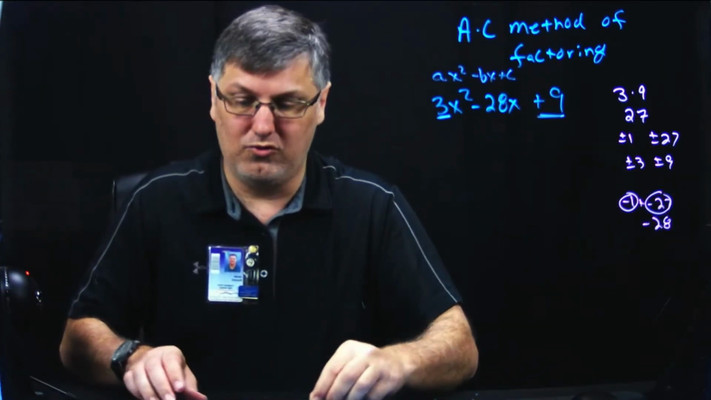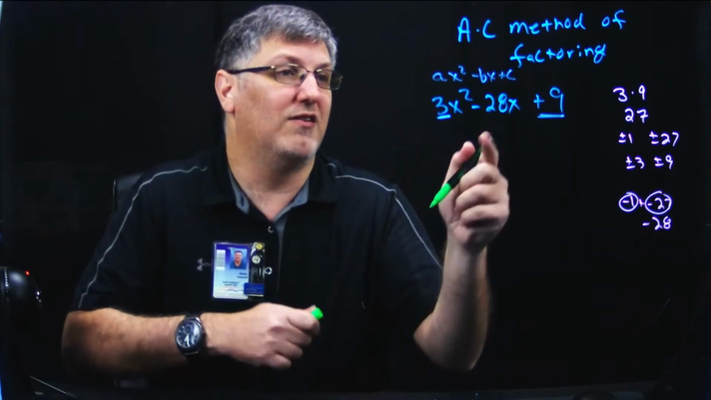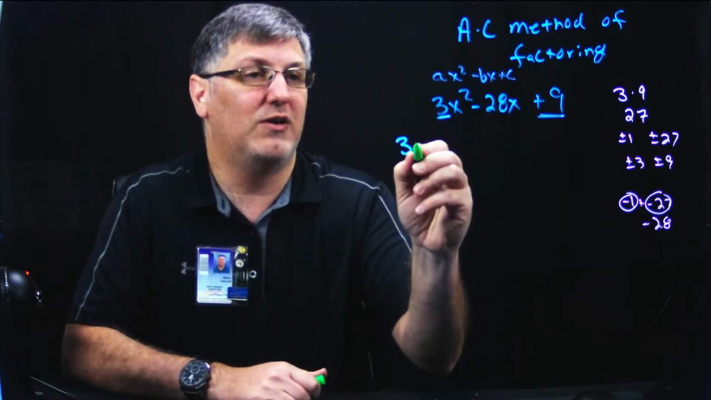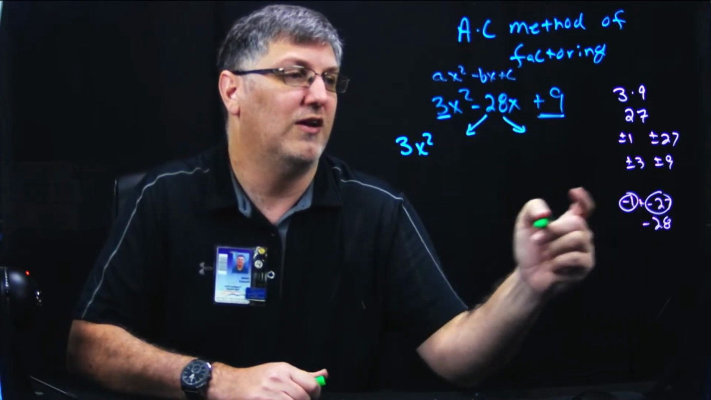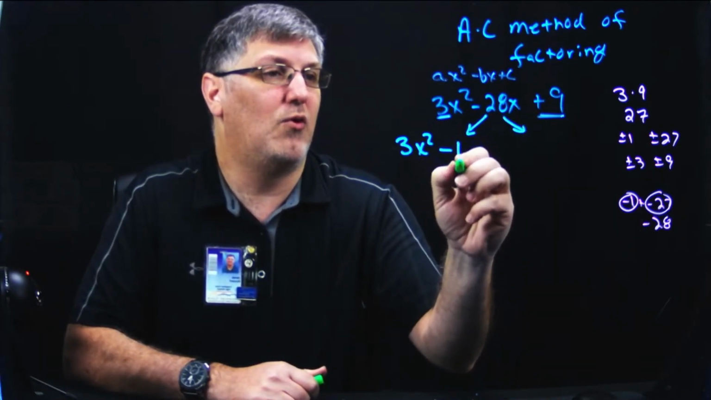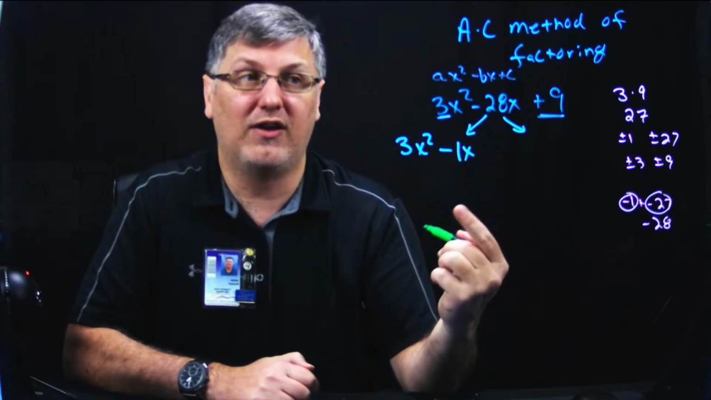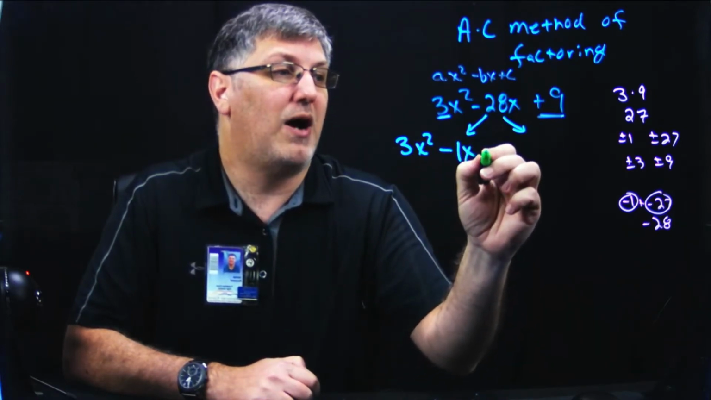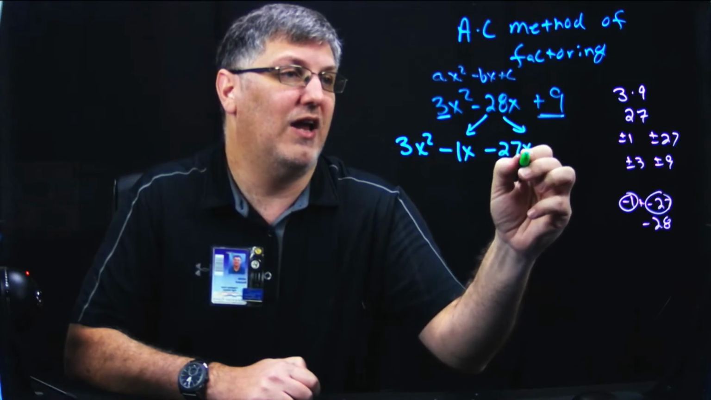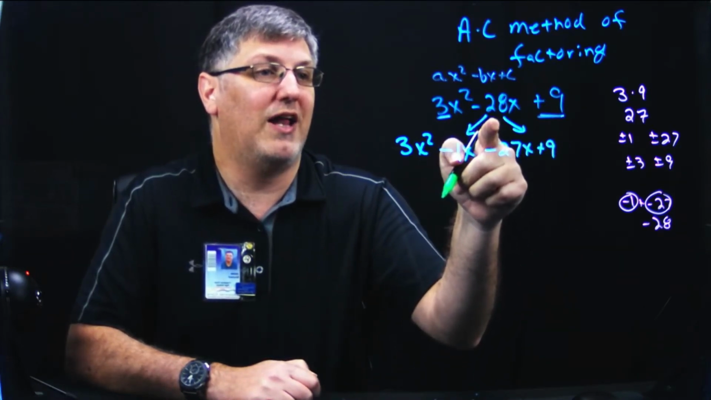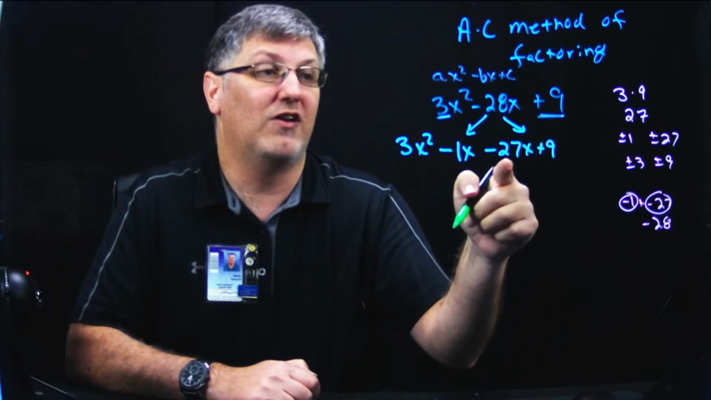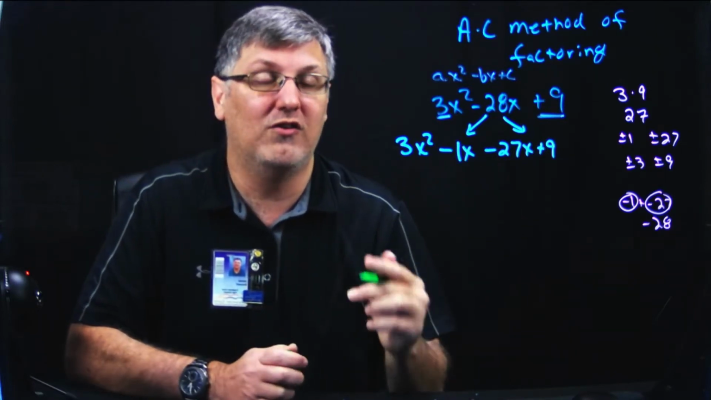So what I'm going to do is split this middle term. I'm going to rewrite this as 3x squared, and split this term into those two factors: a negative 1x, you could just write negative x if you want, minus 27x plus 9. So I just split this negative 28x up into a negative 1x and a negative 27x. I didn't change the equation.